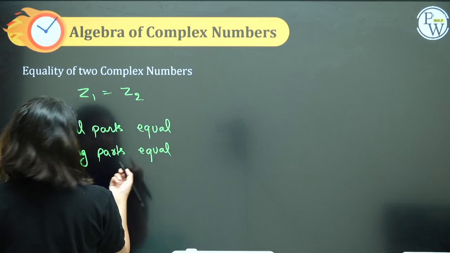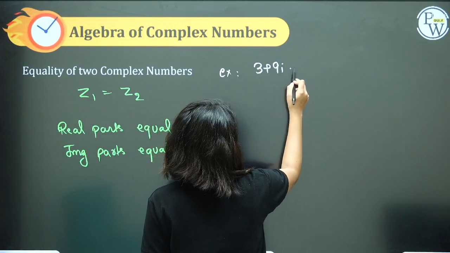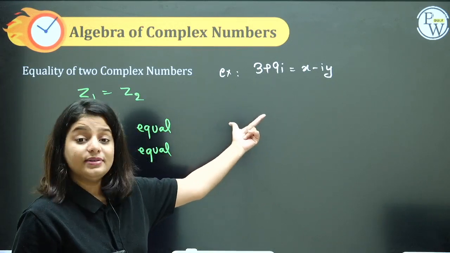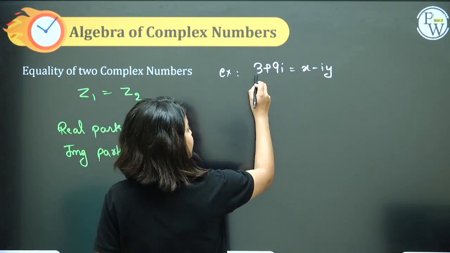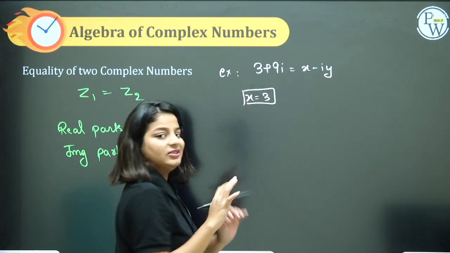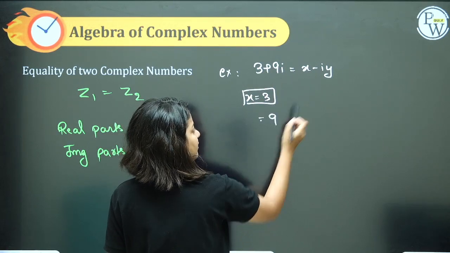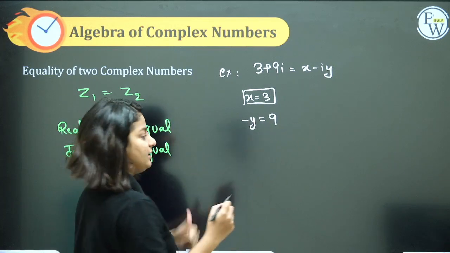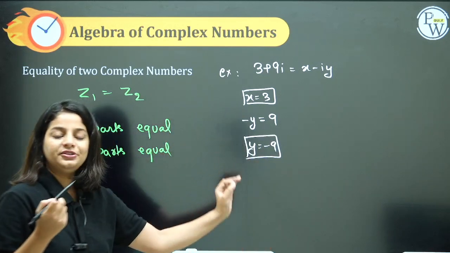Example, ma'am, we need an example. Fair enough. Suppose 3 plus 9i equal to x minus iy. The equal to sign is there in between. How are you going to equate and find the values of x and y? Real with real: this doesn't have y, this doesn't have y, they are real parts. x is equal to 3. What is the imaginary part here? 9. What is the imaginary part here? Minus y. Imaginary part equated with imaginary, and that is nothing but y equal to minus 9. Real with real, imaginary with imaginary.